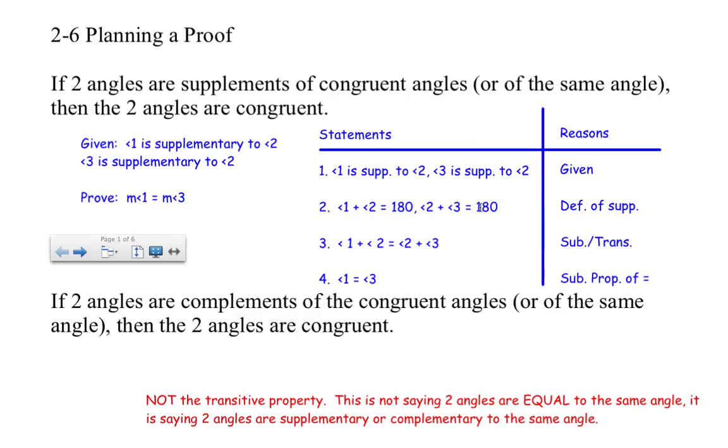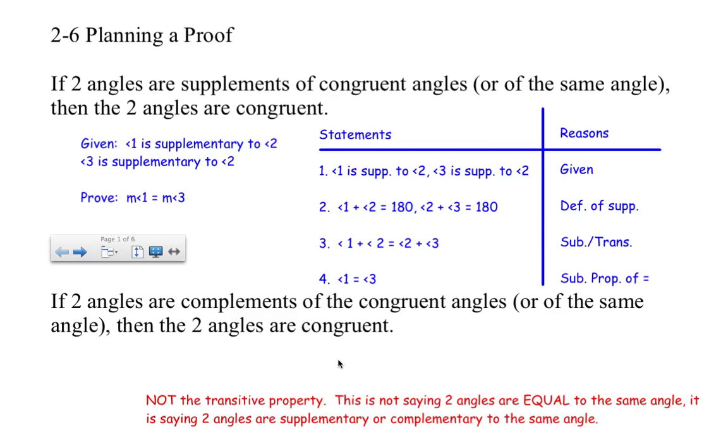Then, because they both equal 180, I set them equal to each other. You could use substitution or transitive. You don't need to write both reasons for that. Just pick one. It could be seen as they equal the same thing, therefore they equal each other. That's the transitive property. Or it could be seen as I'm taking the 180 out and substituting in angle 2 plus angle 3. That's where substitution comes in. Then by subtraction property of equality, I subtract angle 2 from both sides. I can get angle 1, this should say, is congruent to angle 3.